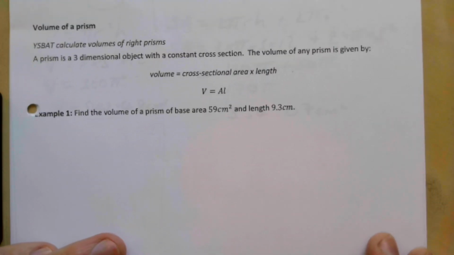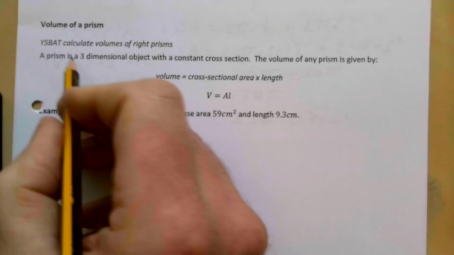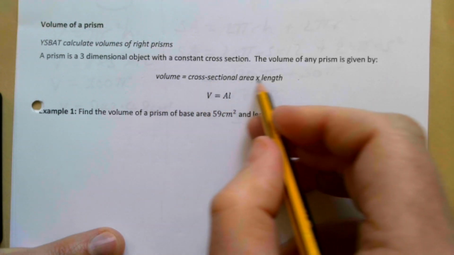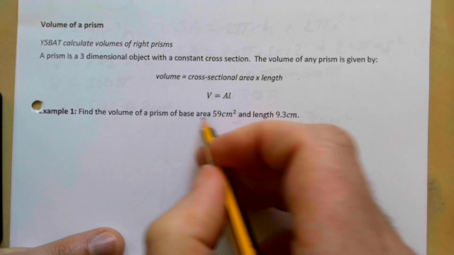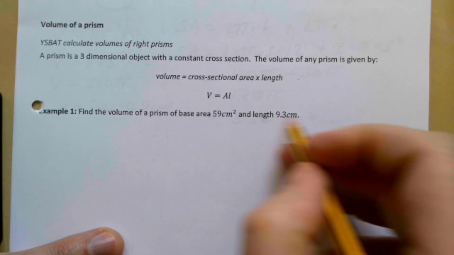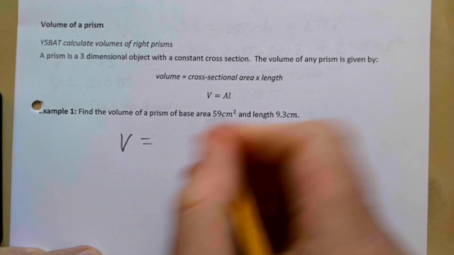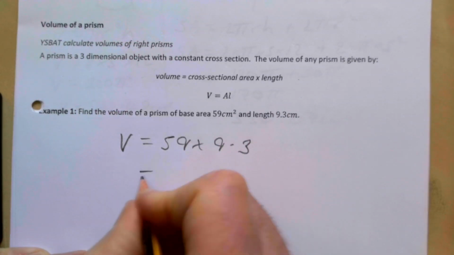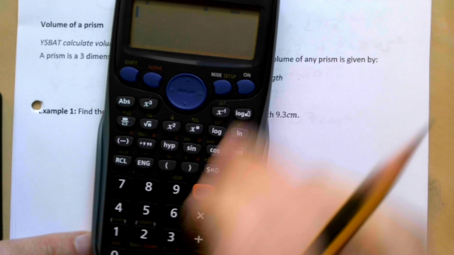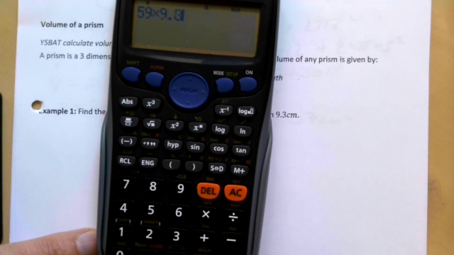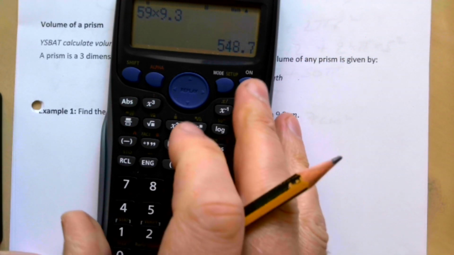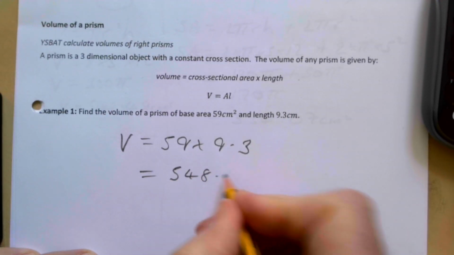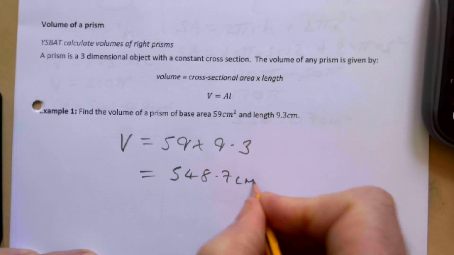Volume of a prism, again another thing really just from Key Stage 3. A prism is a three-dimensional object with a constant cross section. The volume of any prism is given by the cross section area times length. Find the volume of a prism. Base area 59 and length 9.3, so we would do 59 times 9.3. And that gives us 548.7. That'll be centimeters cubed.